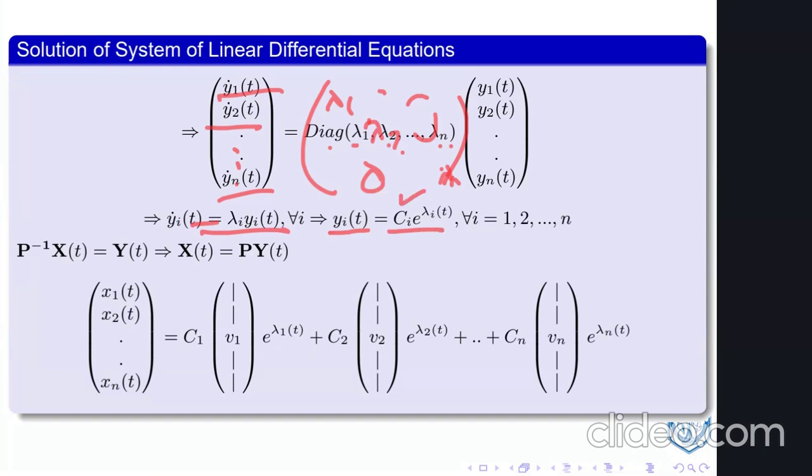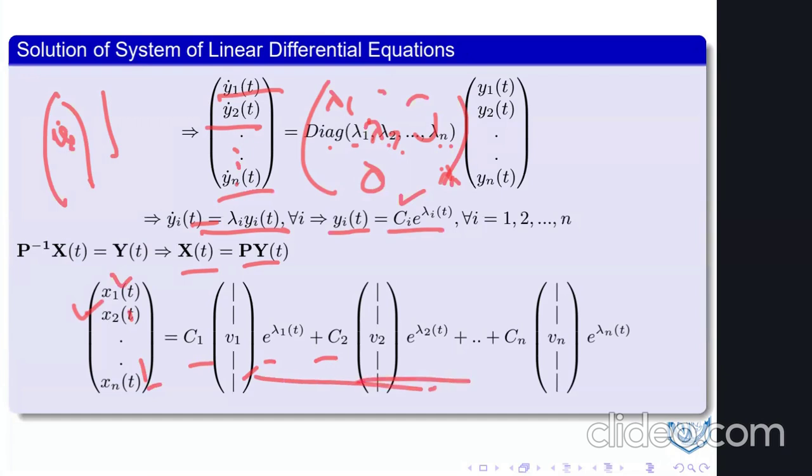Now I have P inverse x equals y. So easily I can find x as x equals P times y of t. P is this matrix with columns v1, v2, up to vn, multiplied by this. So this will give all the x1, x2, dot dot, xn, the solution of the system of differential equations. So this is another example.